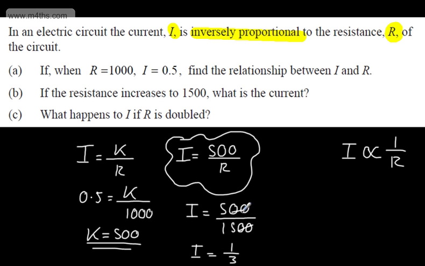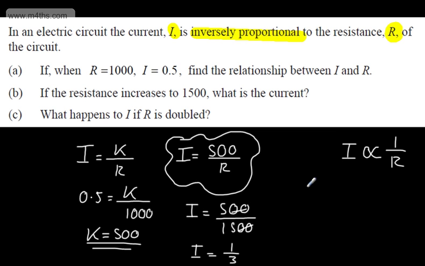In part C, it says what happens to I if R is doubled. Remember the relationship. If R doubles, I will halve. As one increases by a scale factor of k, the other decreases by a scale factor of 1 over k. So if R trebled, I would be divided by 3. So when R is doubled, I is halved. And that goes back to our scale factor.